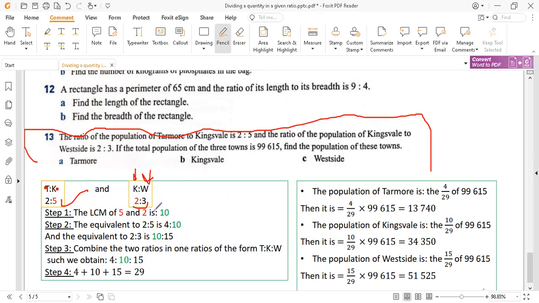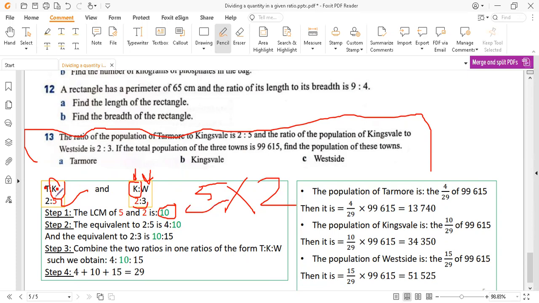How to mix and combine these 2 ratios into one correct ratio, one significant one? What is the common element between these 2 ratios? Kingsville, the population of Kingsville. So 5 and 2. What is the lowest common multiple between these 2? 5 is prime and 2 is prime, so the lowest common multiple is their multiplication. So 10. 10 is the lowest common multiple of 5 and 2.